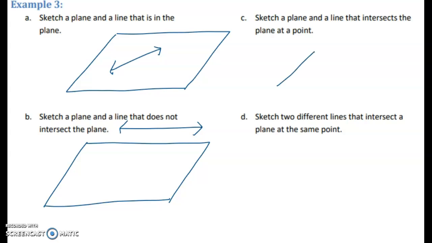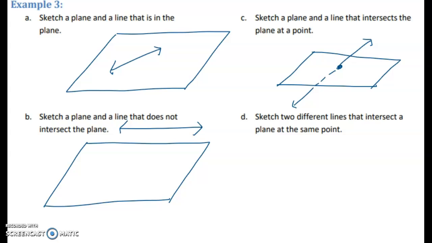This one says sketch a plane and a line that intersects the plane at a point. So think of it like a pencil stabbing through a paper. So it's going to go through at this point. I'm just picking a point. There's my line. Now on the back side where you can't see it, we continue it on dashed. And then where we can see it again, it becomes a straight line. So that's my line intersecting the plane at a point.